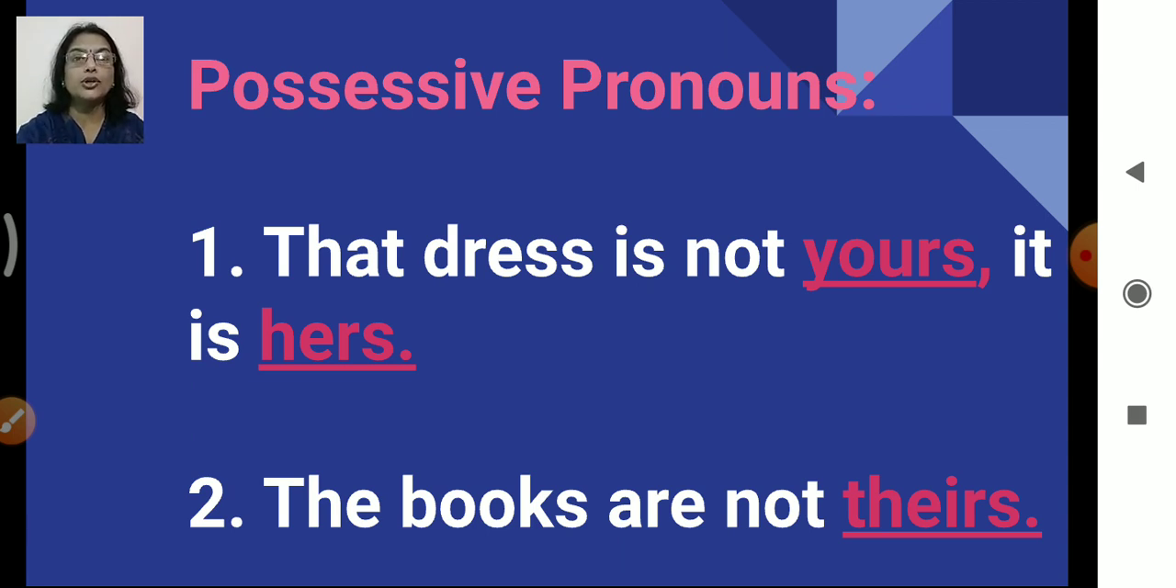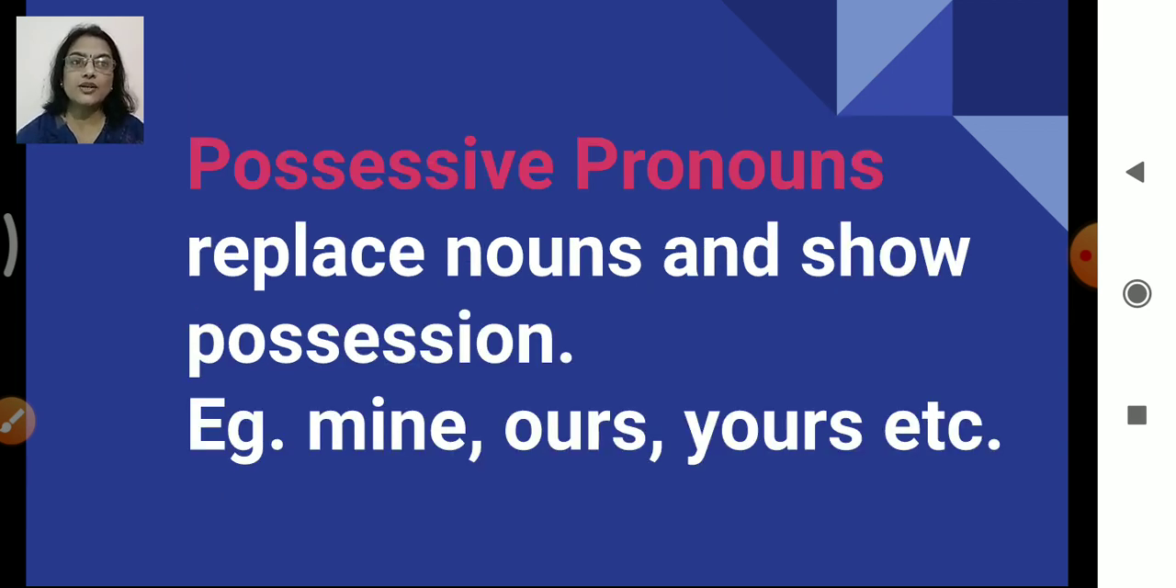Here the underlined words yours, hers or theirs, what are they? They are pronouns, isn't it? Now they show possession, or that it belongs to someone, right? Ownership. Someone owns that. That dress is not yours. You are not owning it. It does not belong to you. It is hers. It means it belongs to her. So such pronouns are called possessive pronouns. Okay, so possessive pronouns are what? They replace nouns and show possession. For example, mine, ours, yours, etc.